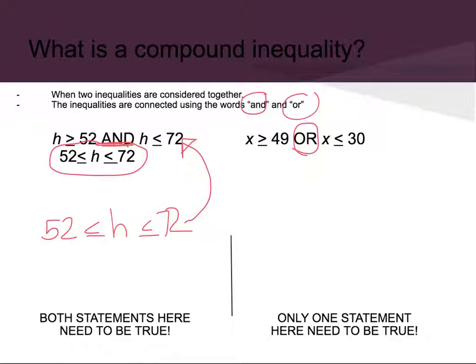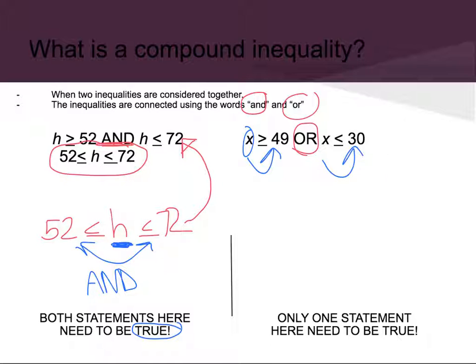When we're dealing with a statement involving the word and, both parts of the inequality need to be true. So basically, the number we're thinking of, h, has to be in between 52 and 72. So it has to be a true statement. In the or statement, the number that we're substituting for x has to be either bigger than 49 or smaller than 30, or equal to. So only one of those statements needs to be true in an or statement.